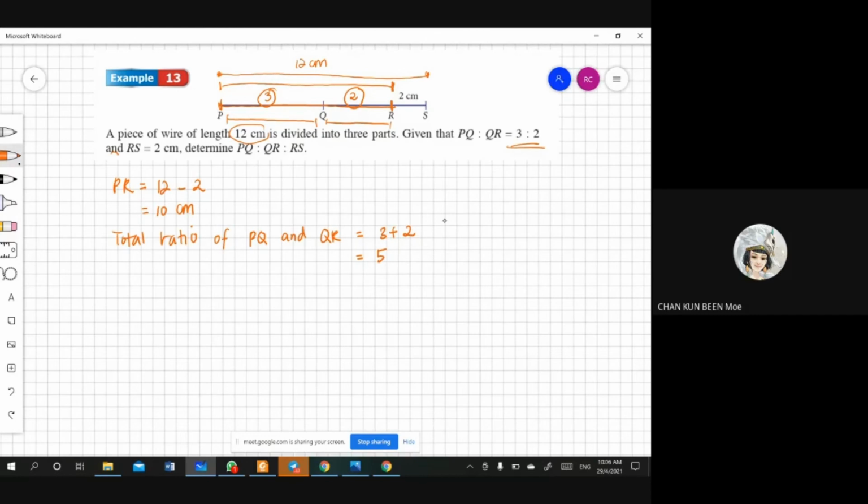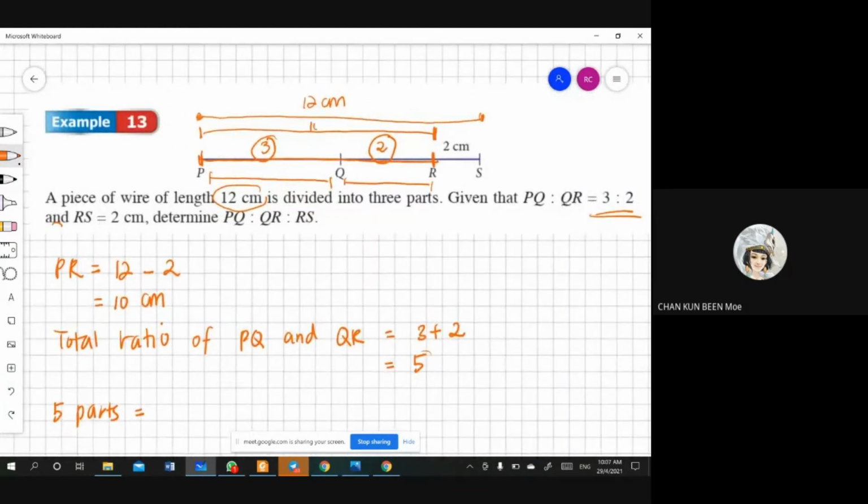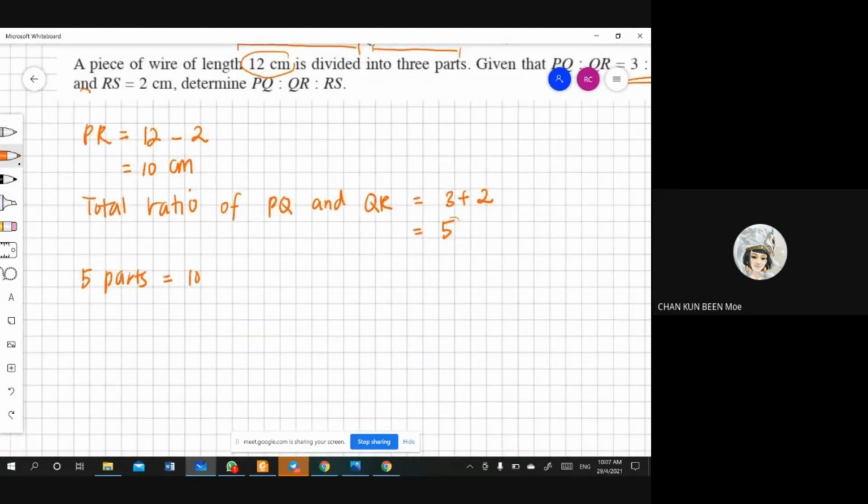I'll show you again, because the 5 over here is the ratio. So I can write down using the unitary method. 5 parts equal to 10 centimeter. Can you see here? Okay, this is 5. 5 parts represent 10 centimeter. The length over here, just now you already told me, it is 10 centimeter. So I write down 5 parts equal to 10 centimeter. So if 5 equal to 10, 1 part equal to how much, class?